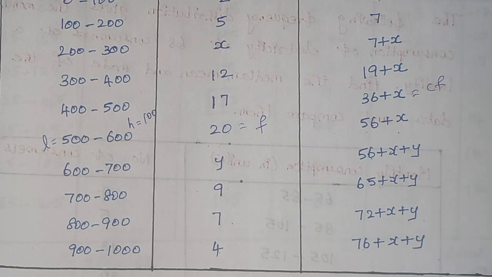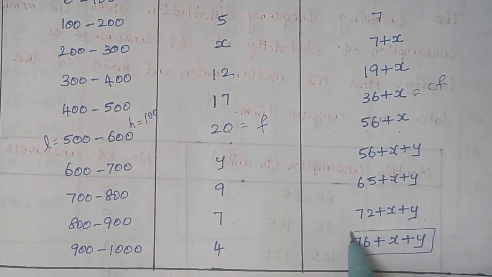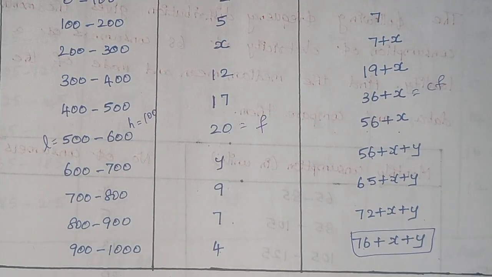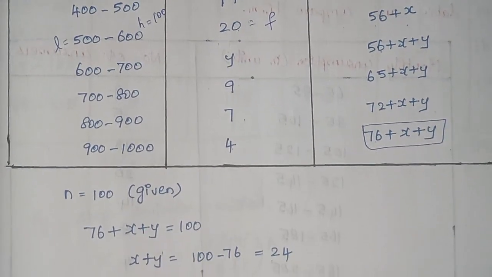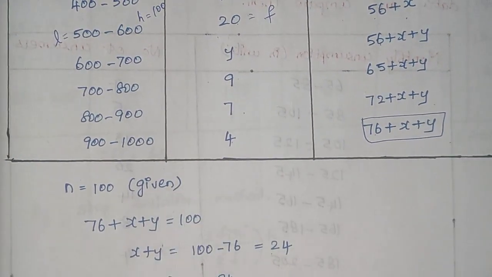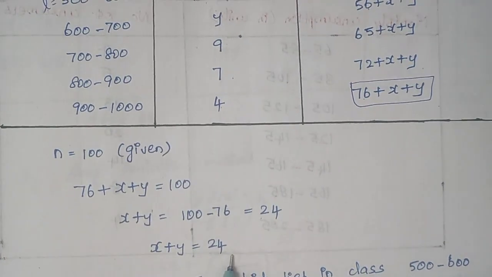So the next thing is, you see here the total frequency is given as 100. So this is the value of total frequency. We are going to equate this expression to 100. So 76 plus x plus y is equal to 100. Therefore x plus y is 100 minus 76, which is 24.